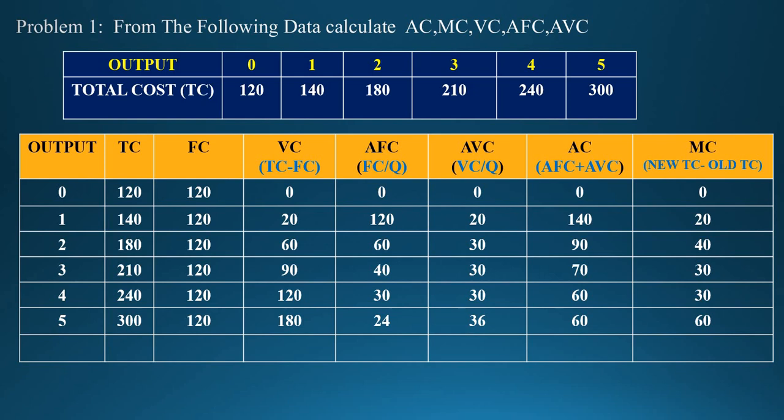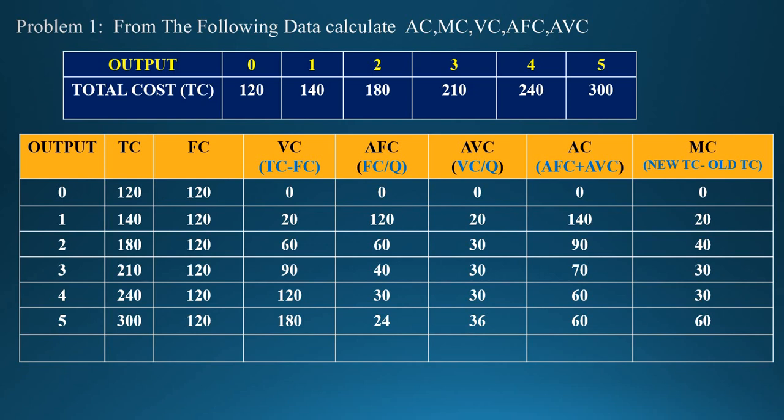Correct? So that is nothing but 120 is the fixed cost which exists even at a 0 level of output. So 120 is the fixed cost. Fixed cost remains fixed, correct? So for all the output levels, the 120 should be written. For 0, 120; for 1 also it is 120; for 2 units also 120; 3 also 120. Like that till 5, it remains the same at 120 only.